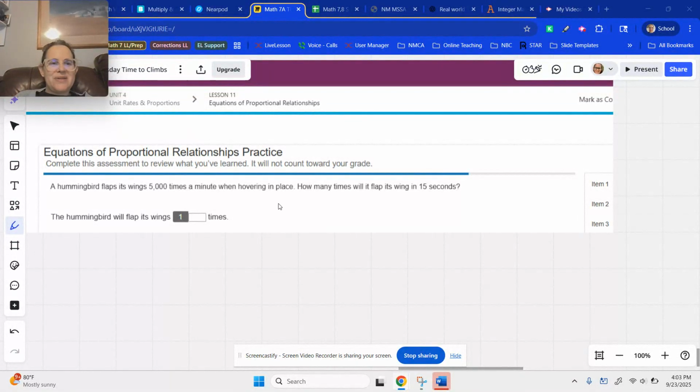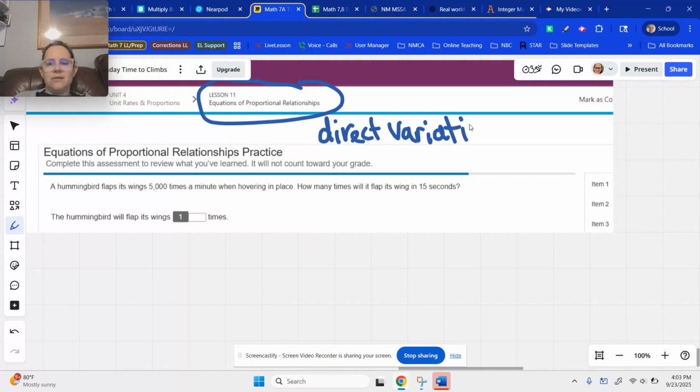Hey, so this section, lesson 11 here, equations of proportional relationships. This one, you're gonna kind of look at it and be like, oh no, why do we have a new term for the same thing again? So they introduced this term, direct variation, and this means the same thing as proportional relationship. It refers more specifically to when we're dealing with the equation y equals kx.